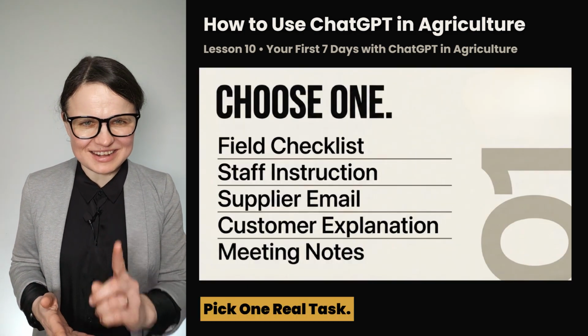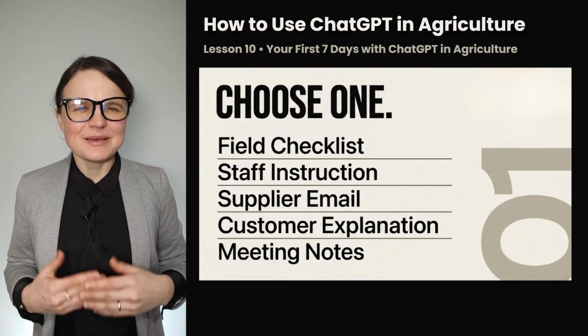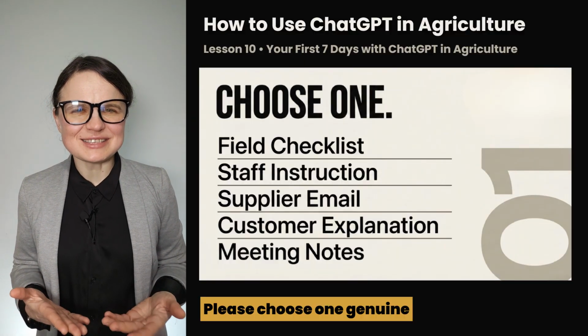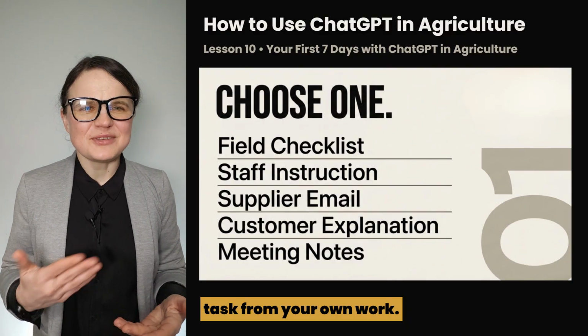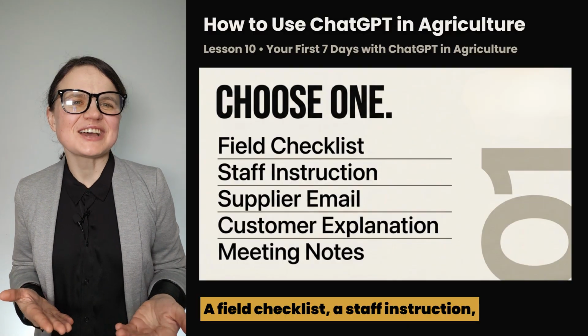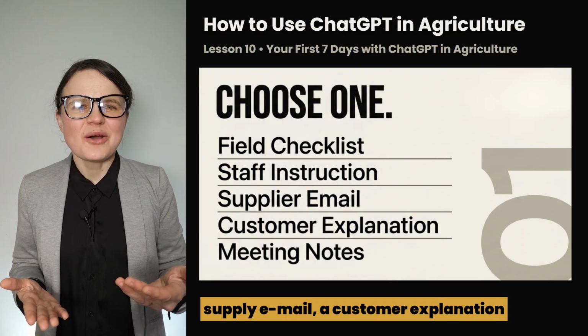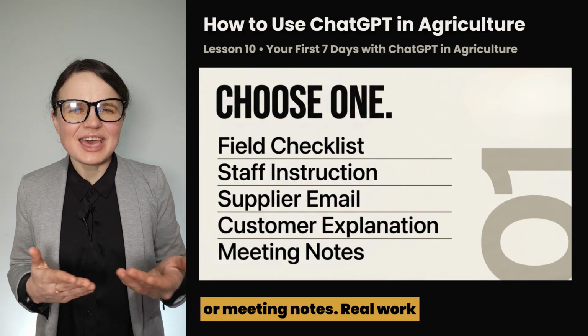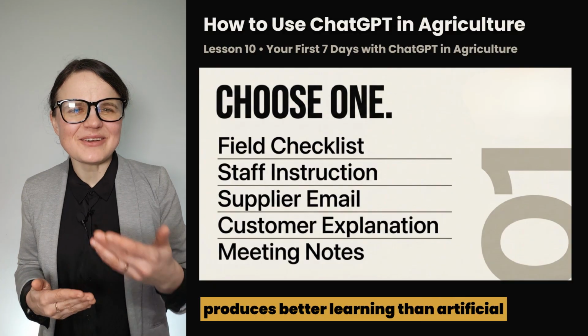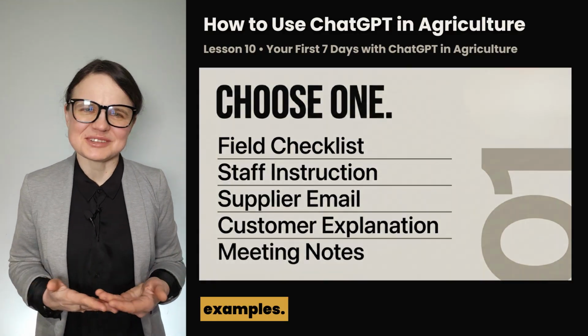Pick one real task. Please choose one genuine task from your own work: a field checklist, a staff instruction, a supplier email, a customer explanation, or meeting notes. Real work produces better learning than artificial examples.